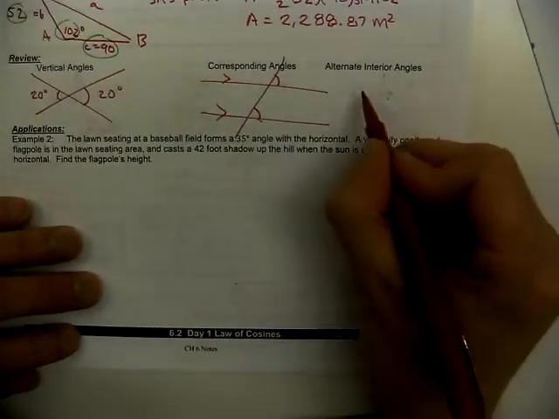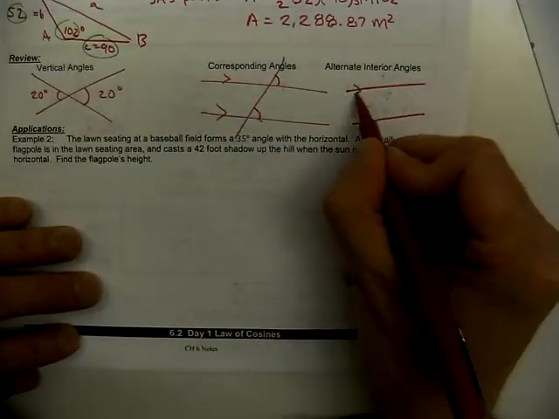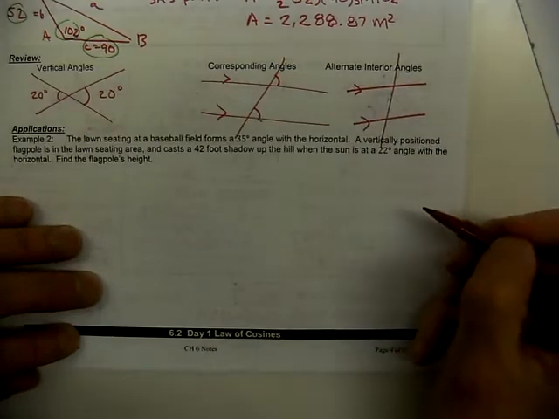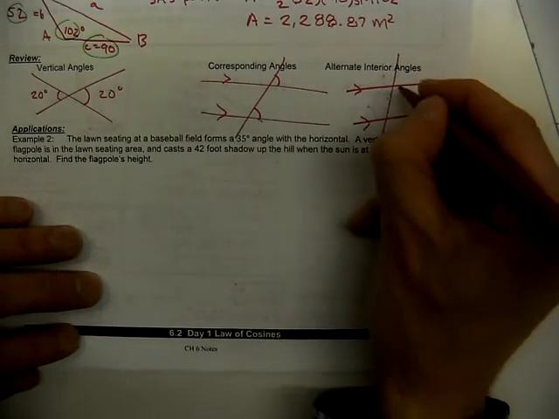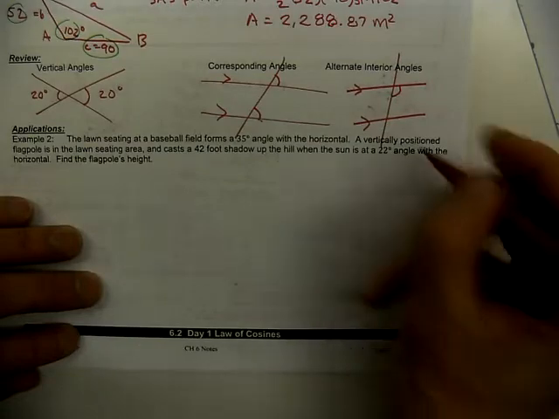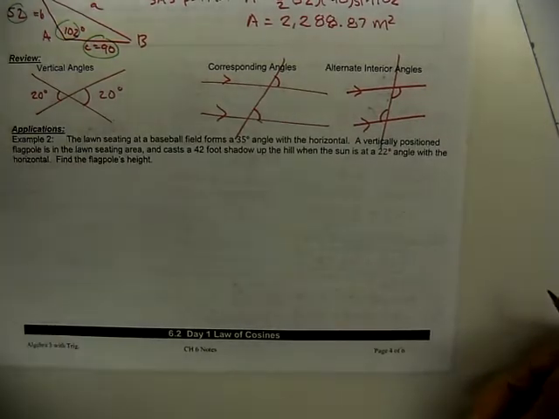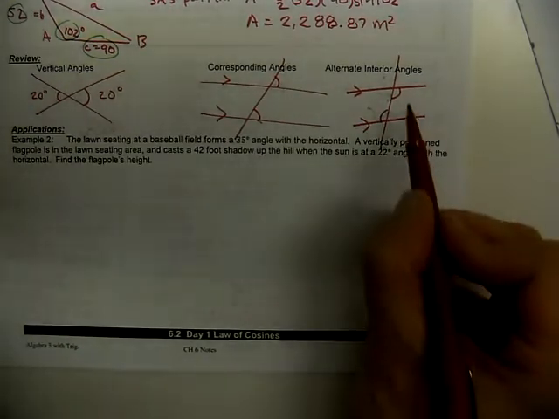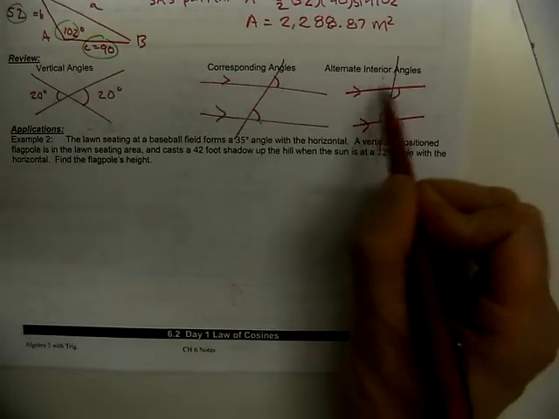And then thirdly, if you have parallel lines cut by a transversal, alternate interior angles means that one has to be on the right side of the transversal, one has to be on the left side of the transversal, and interior means in between the two parallel lines.